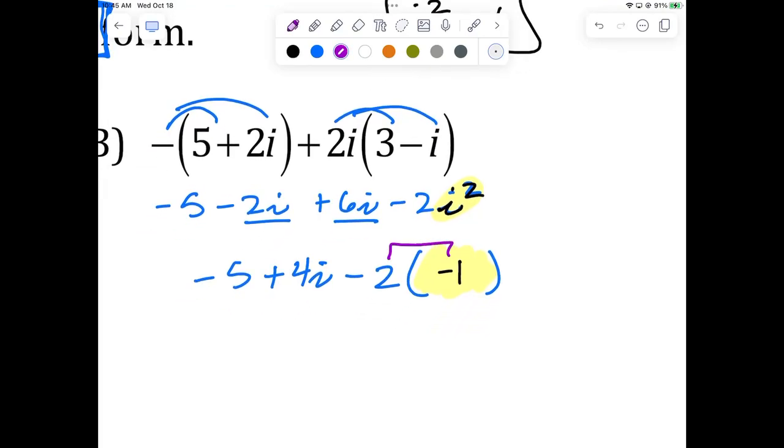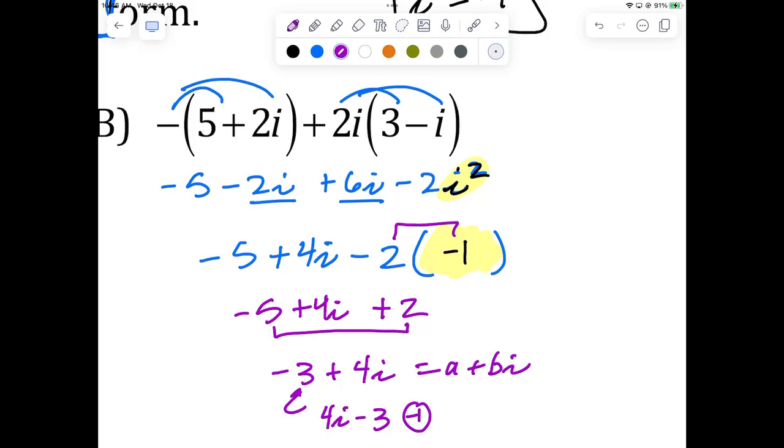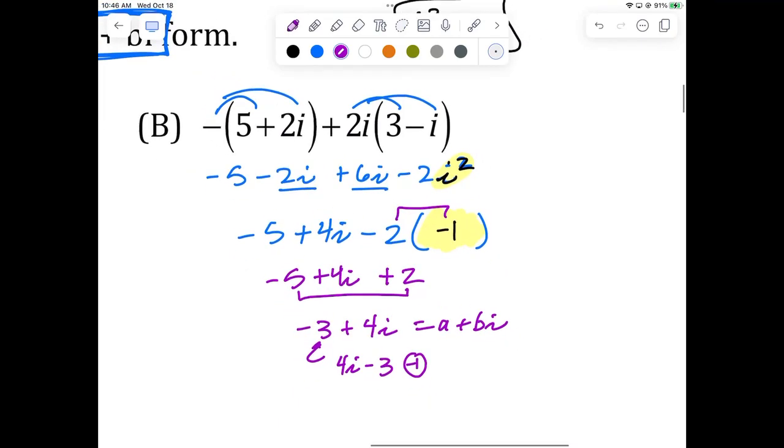Okay? We multiply those together, we get -5 plus 4i, and that becomes +2. And then I can combine these numbers to get -3 plus 4i. So we distribute, combine like terms, replace i squared with -1, and then we just keep going. Is 4i minus 3 correct? You lose a point, okay? You want to make sure it's written in a plus bi format. The real part is -3, and the imaginary part is 4i.